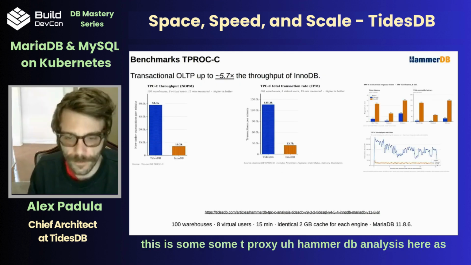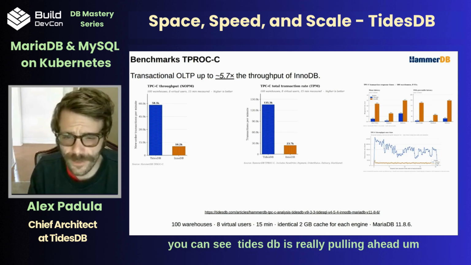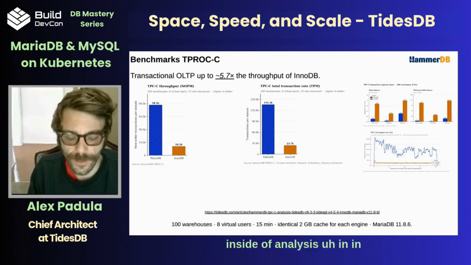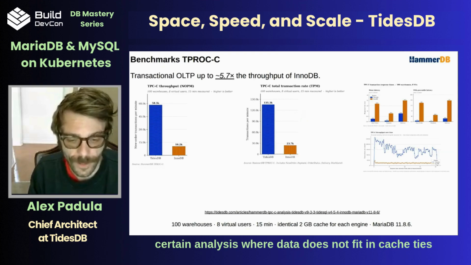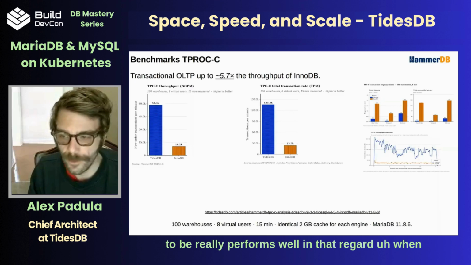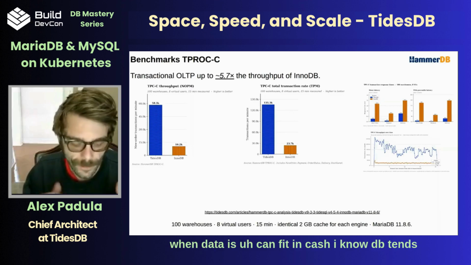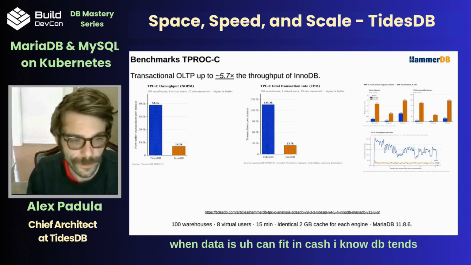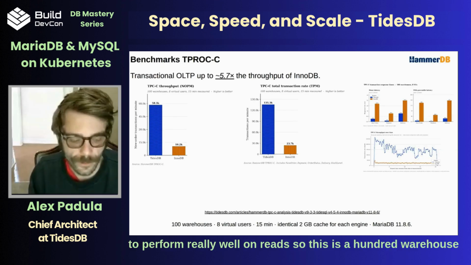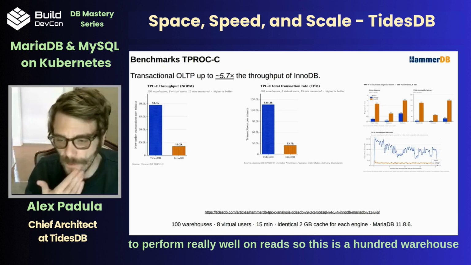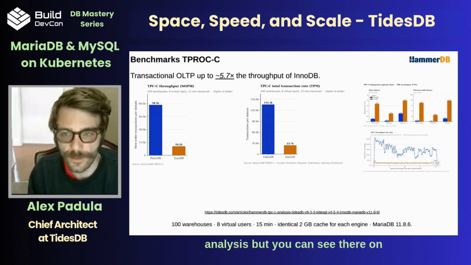Now this is some TPROC-C HammerDB analysis here. As you can see, TidesDB is really pulling ahead in certain analysis where data does not fit in cache. TidesDB really performs well in that regard. When data can fit in cache, InnoDB tends to perform really well on reads. So this is a 100 warehouse analysis, but you can find a lot more on the website there.